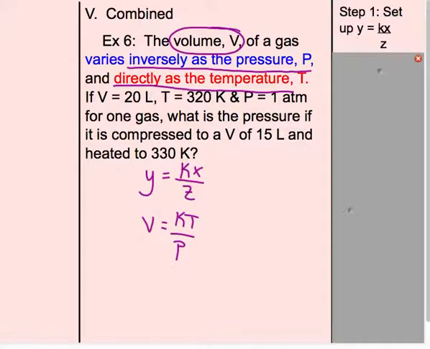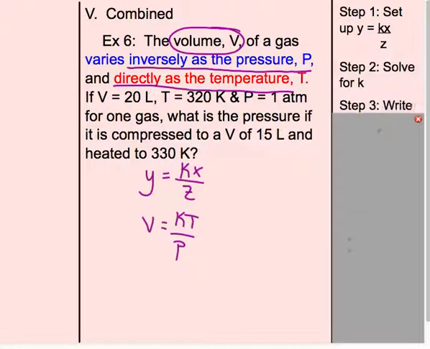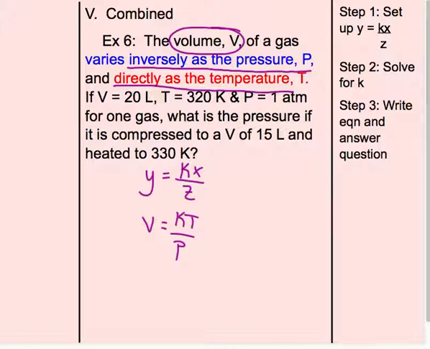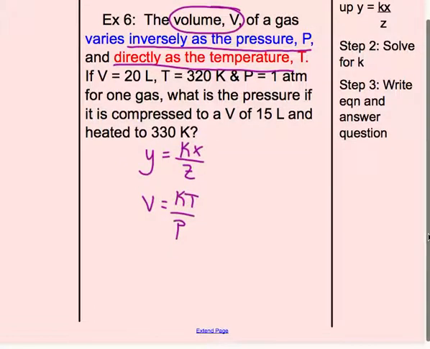Substituting what we know. Sorry, sometimes I forget to show you the steps. So we're kind of on step 3. We're going to substitute what we know. We know the volume is 20. The temperature is 320. And the pressure was 1. Obviously, divided by 1 doesn't change anything.